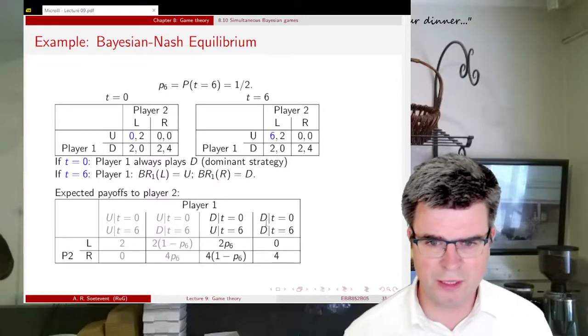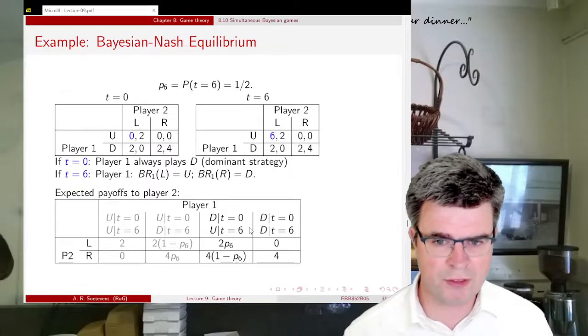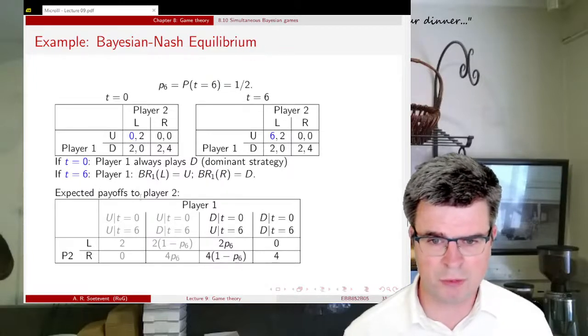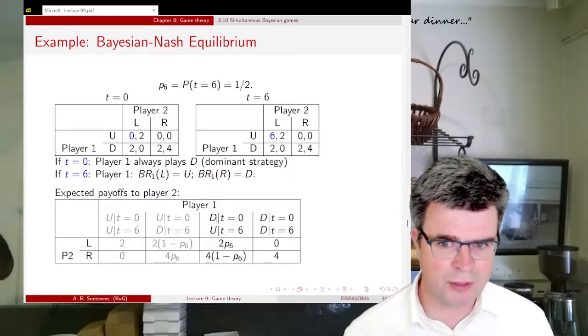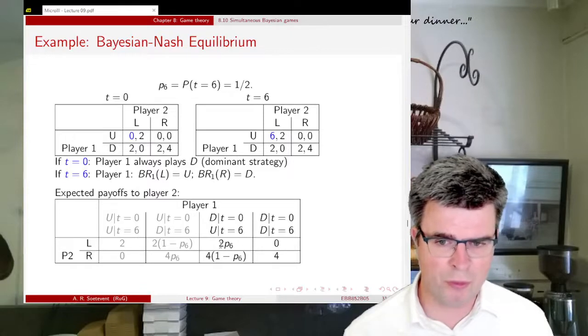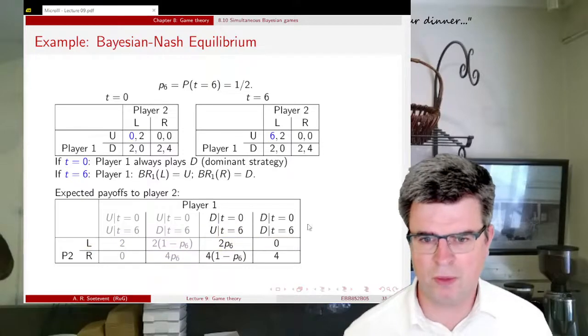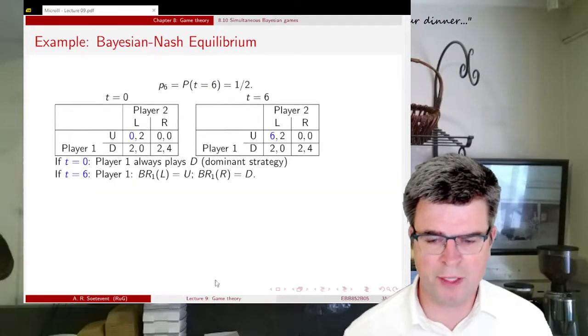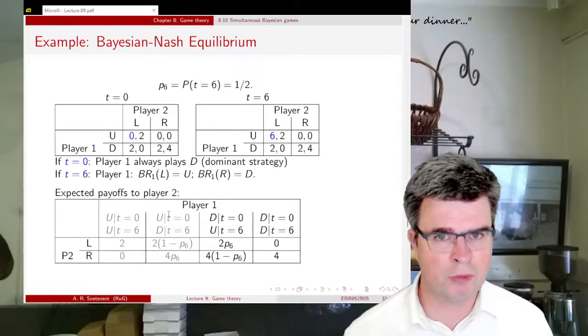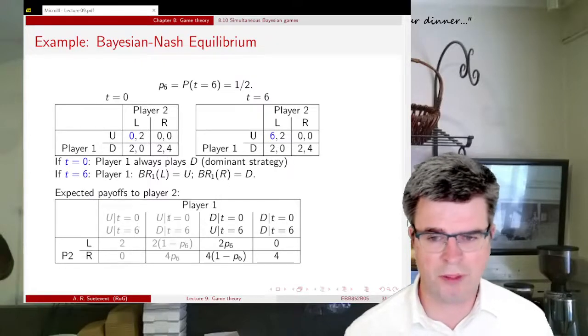So these are in gray, we don't have to consider them, and we are left with the 2 over here. Now we can easily see that given that this is the strategy of player 1, it's optimal for player 2 to choose right. And so these are the expected payoffs to player 2. And given that player 1 follows this strategy, it's only optimal for player 2 to choose left if 2 times P6 exceeds the value 4 minus 1 minus P6. So it's the same thing as what we derived here, but in the form of a table, as is presented in the book as well.